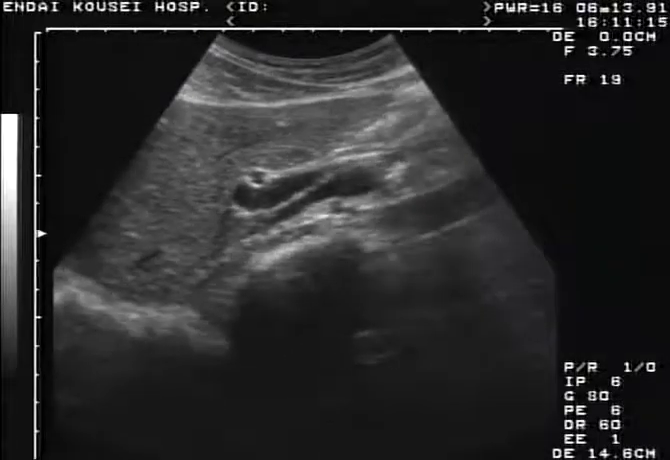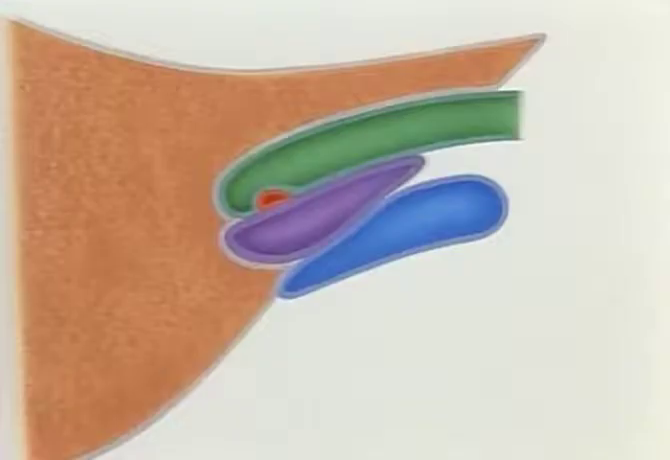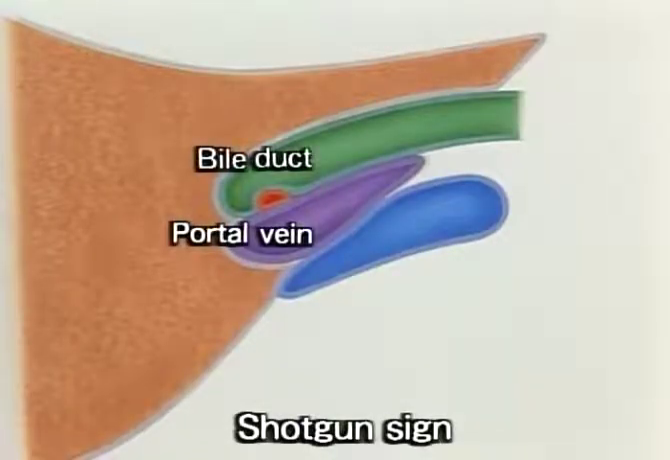The portal vein is normally 15 millimeters in diameter, the superior bile duct 8 millimeters, and the inferior bile duct 9 millimeters. If the diameters exceed these values, dilatation is suspected. However, the diameter of the bile duct differs from person to person, so the idea is to compare the diameter of the bile duct with that of the portal vein. If the diameter of the bile duct is almost the same as that of the portal vein, or appears larger, it is dilated. This finding is called shotgun sign.